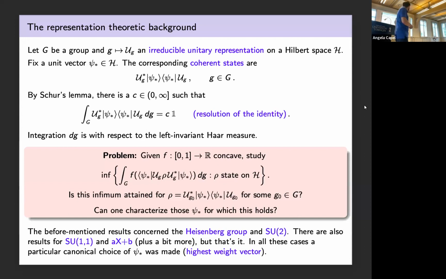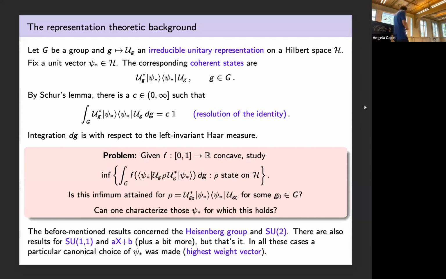Now the general question that I'm asking is: take a concave function f, take x log x if you want. Compute the classical entropy of this expectation value in the coherent states. And now ask for which rho this infimum is attained in a coherent state itself. That's the thing that we've observed. That's what we've seen in the Glauber case, and that's what we've seen in the SU(2) case.